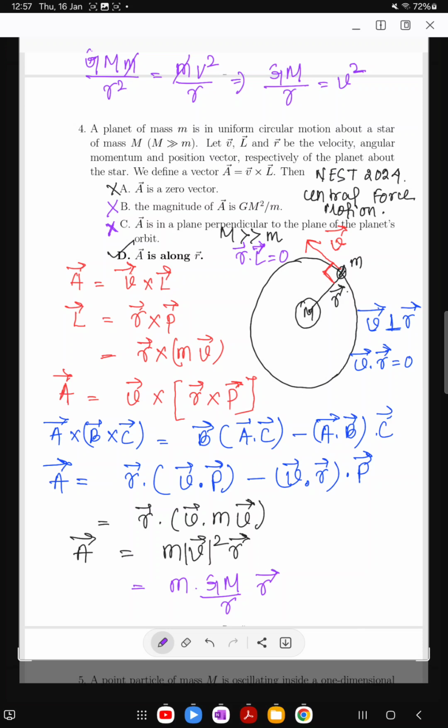So in this problem we first find the necessary condition for circular motion and put all these values in to get the conclusion. Okay, thank you.